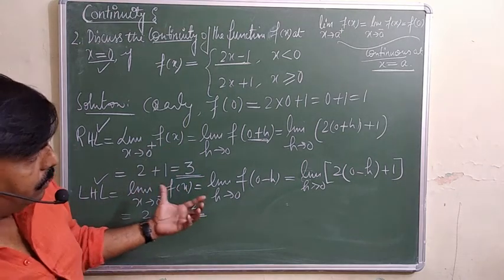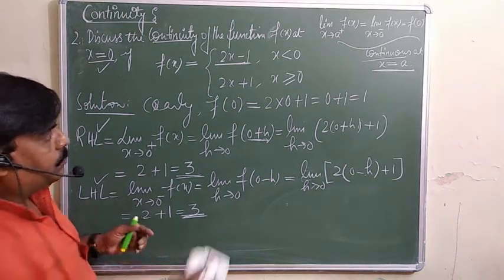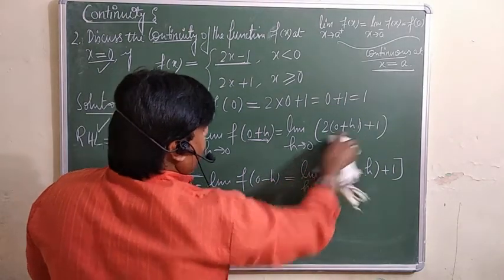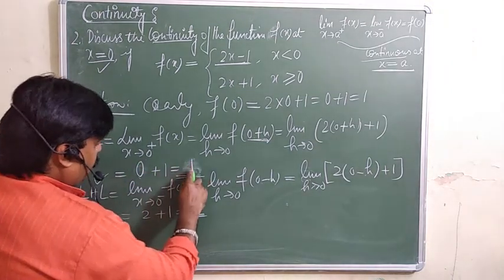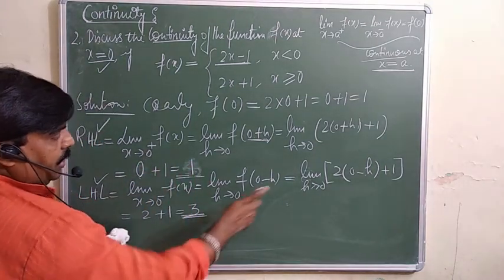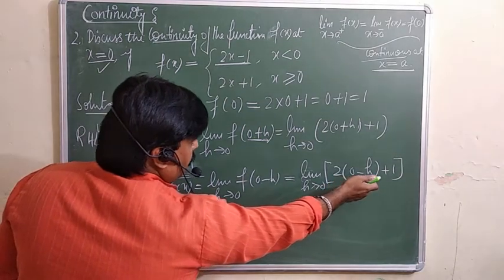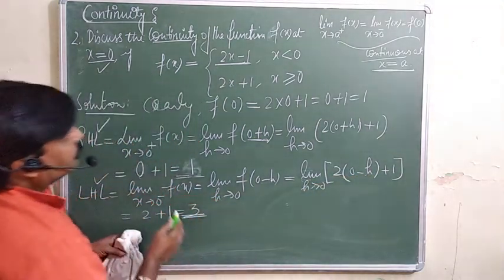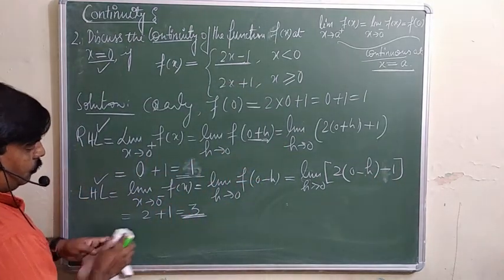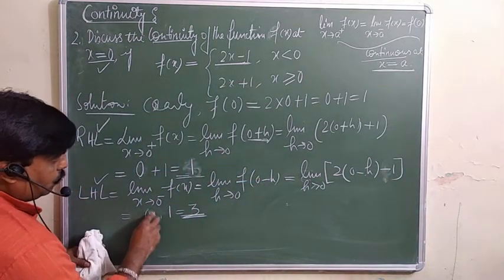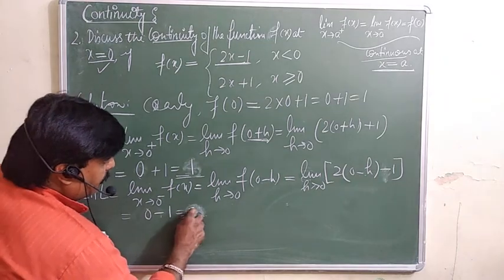We are correcting a mistake. As h tends to 0, the 2h term is 0. So this will be 0. It's not 3; it will be 1 here. And here you will put 0, so 0. And here there is the minus, so here you will get 0 minus 1. So here you will get minus 1.